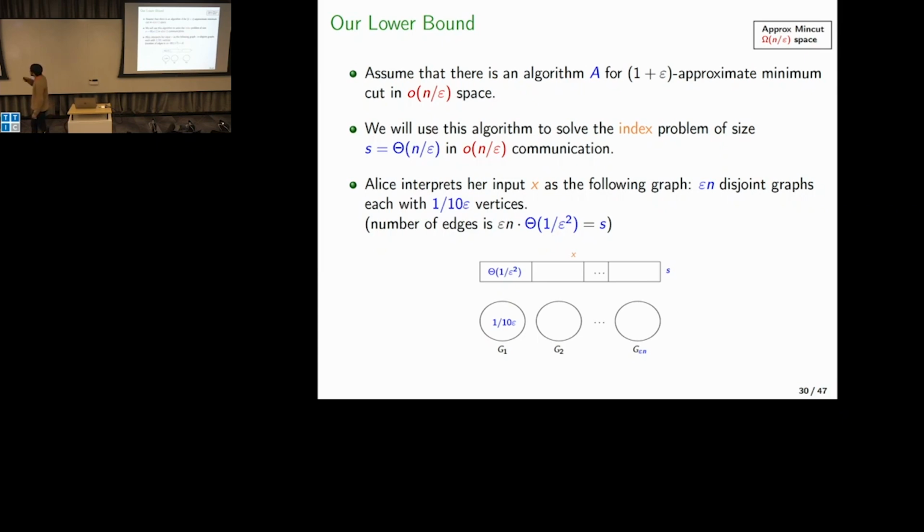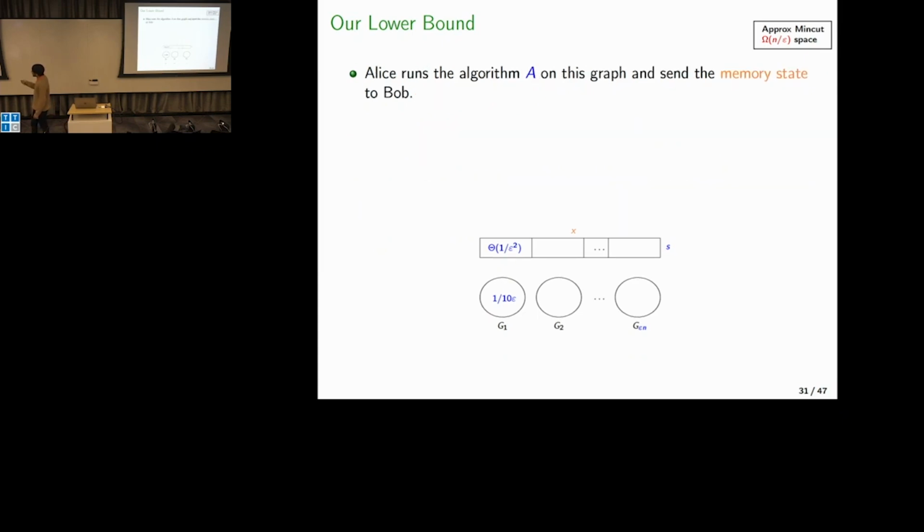All right. So Alice will run the algorithm A and send her memory content to Bob. Alice additionally sends the degrees of all vertices to Bob. The first part takes little o of n over epsilon because of the existence of such an efficient algorithm, and the second part takes just total n. These vertex sets are disjoint, so all these edges will only be here, and these edges will be here. So the min cut of the graph currently is 0.